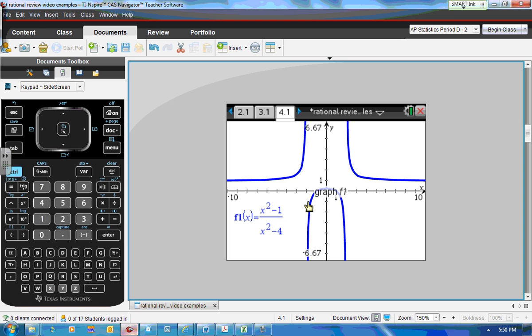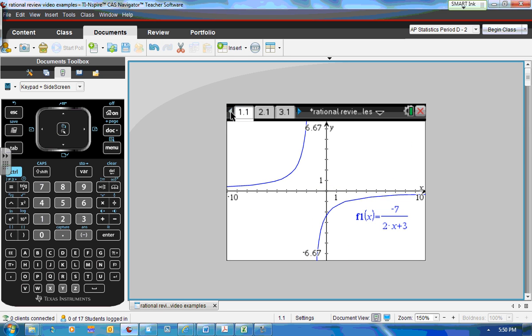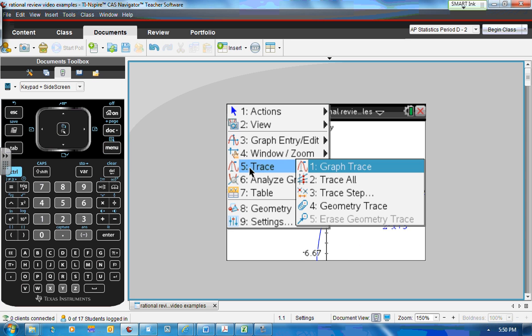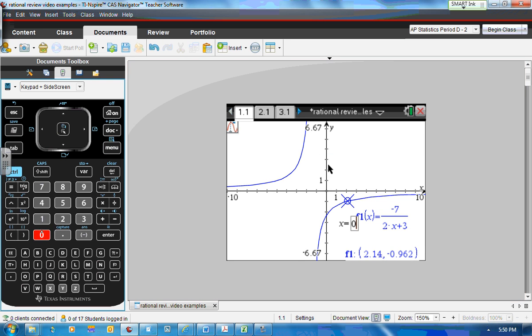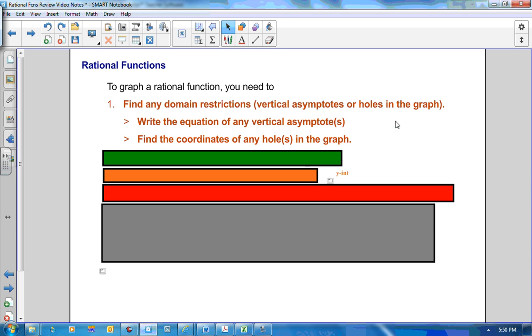Let's look at the graph. I think this was our original graph. Here we go. And we see if I go to menu and trace and graph trace, and I let x equal 0, I see right here, I have my y-intercept, and my y-intercept is at the point 0, negative 2 1/3, or negative 7/3. Now, that concludes our lesson for today.